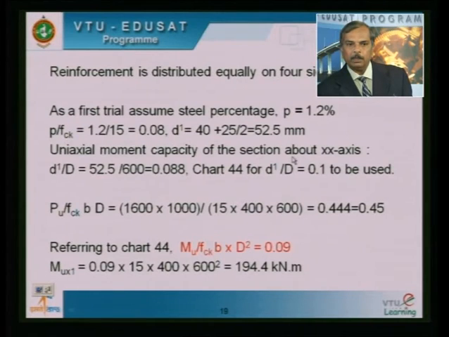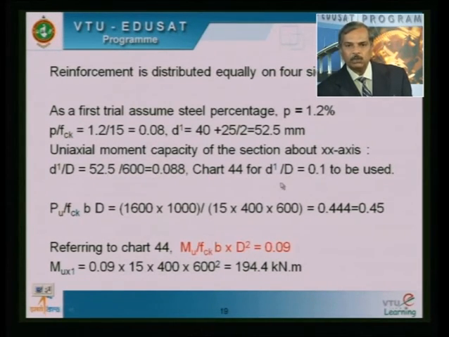Uniaxial moment capacities are to be calculated as usual, one with respect to XX. For that, d dash by d equals 52.5 upon 600, that is 0.088. So the chart corresponding to d dash by d, when you round this off to 0.1, which is very close, can be used. In fact, when you round this off to the higher value, the steel you are going to provide increases marginally.